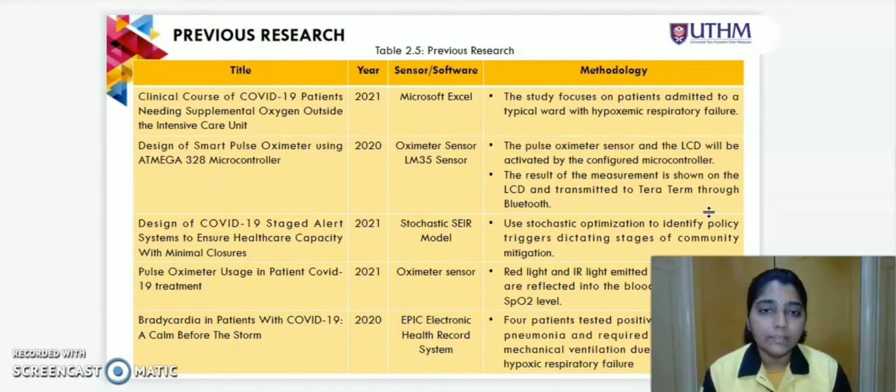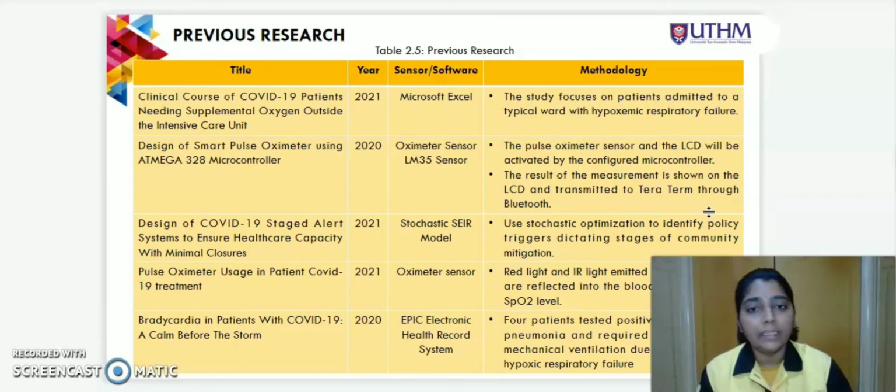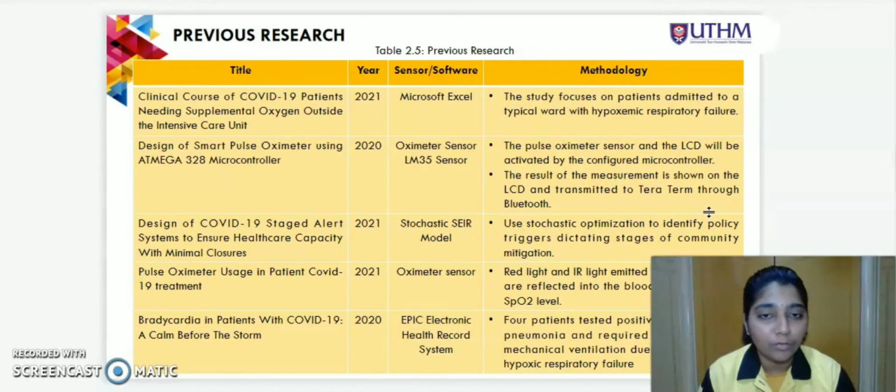And in this study, they have focused on patients admitted to a typical ward with hypoxemic respiratory failure. So the second research would be the design of smart pulse oximeter using ATmega 328 microcontroller. And in this research, oximeter sensor and LM35 sensor has been used. So the pulse oximeter sensor and the LCD would be activated by the configured microcontroller, and the result would then be displayed on the LCD and then transmitted to the Tera Term through Bluetooth.